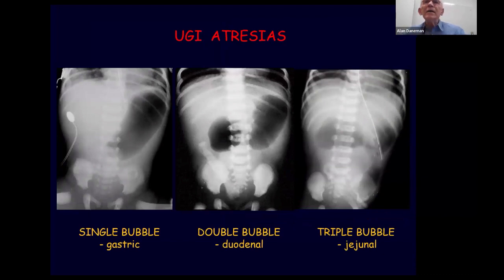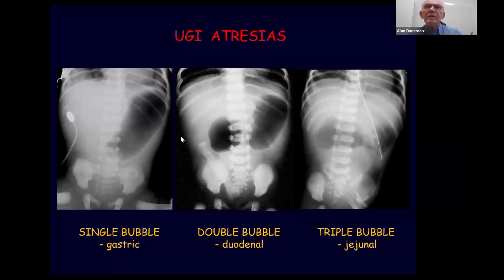Lower obstructions that still qualify as high GI obstructions give you a pattern of a single bubble, a double bubble, or a triple or quadruple bubble. And the single bubble is usually due to gastric atresia, the double bubble due to duodenal atresia, and the triple bubble due to jejunal atresia. And again, in these patients, you usually do not need to get an upper GI series. You can make the diagnosis based on the gas distribution.